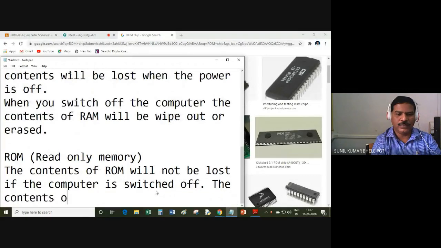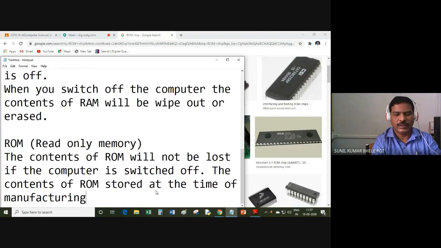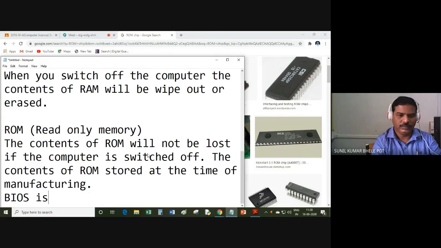The contents of ROM are stored at the time of manufacturing. You can write down: at the time of manufacturing. When this chip is manufactured, data or a small program is stored in this chip. It is also called a BIOS chip. BIOS is an example of ROM. BIOS stands for basic input output system.